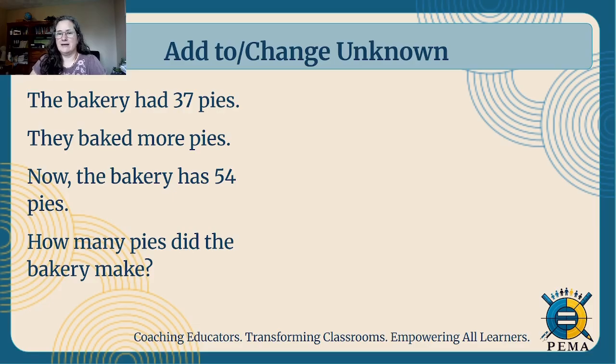Let's take a look at an add to change unknown problem. The bakery had 37 pies. They baked more pies. Now the bakery has 54 pies. How many pies did the bakery make?